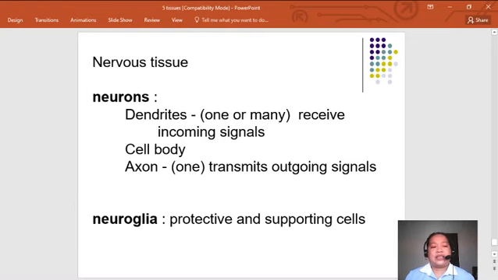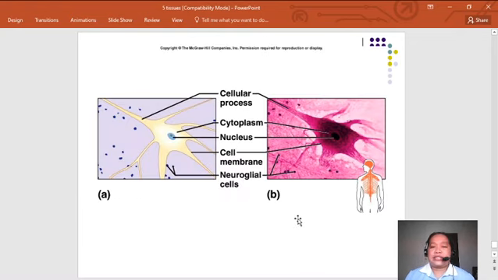So this is how it looks like. This is the neuroglia, the small dotted components of the nervous tissue. This is the cell membrane of the neuron. This is the nucleus of the neural cell. This is the cytoplasm.